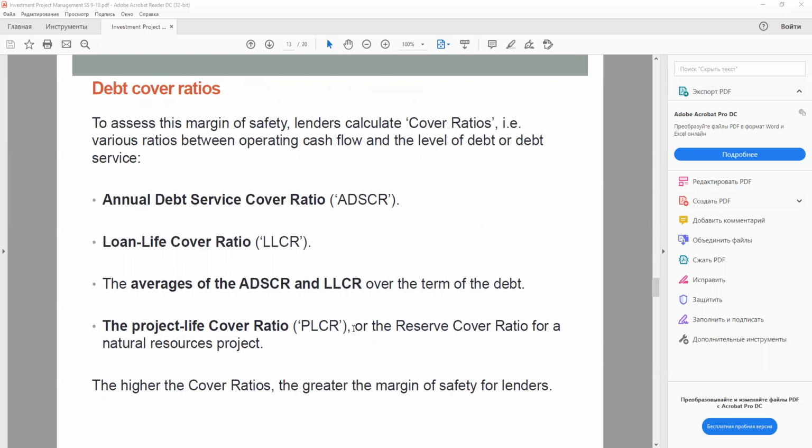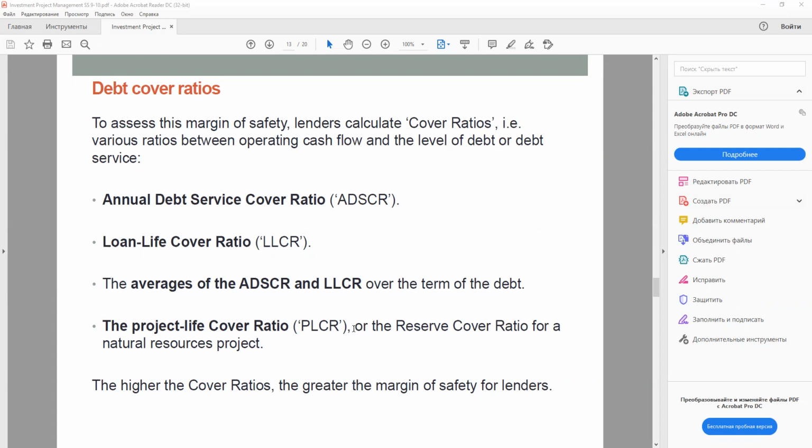And that leads us to the very important investors and lenders point of view, ratios. There is a debt cover ratios. The level of debt that can be raised for a project is based primarily on its projected ability to pay interest and repay loan principal installments as they fall due with a comfortable margin of safety.